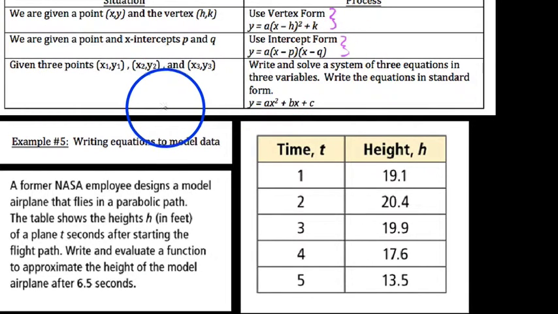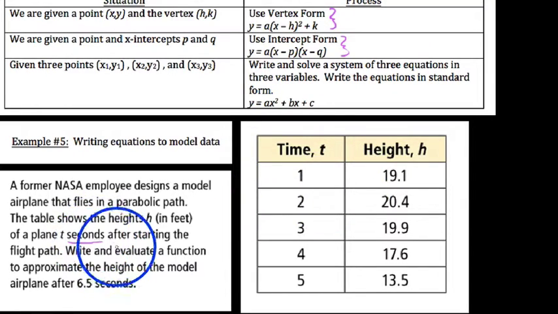We are going to look at a unique situation in this video in which we actually have a data set. Let's read the situation, and I'll talk about how we fit it into this third situation you see up here. It says, a former NASA employee designs a model airplane that flies in a parabolic path. The table shows the heights in feet of a plane, and we'll use h to represent that, t seconds after starting the flight path. Our times here are increasing, measured in seconds.